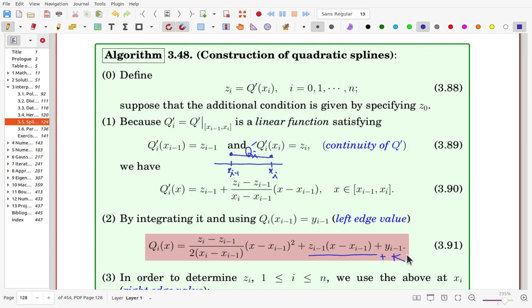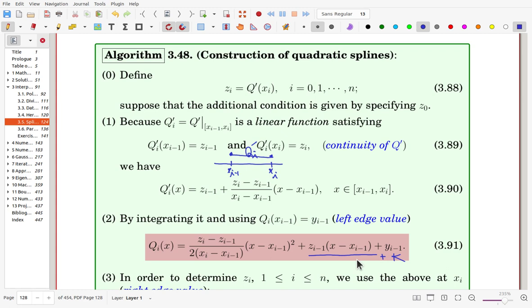Now we decide this k by using the left edge point at xi minus 1. The q value must be yi minus 1. These two terms will be 0 when x is xi minus 1, so we can see easily k must be yi minus 1. That's the reason we chose that form, so we can deal with the terms more conveniently. So for each subinterval, we decided the formula for the quadratic spline.